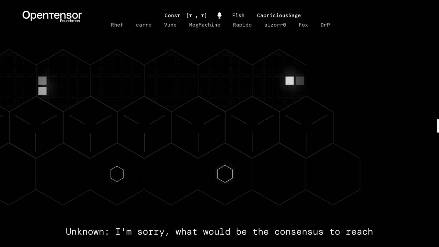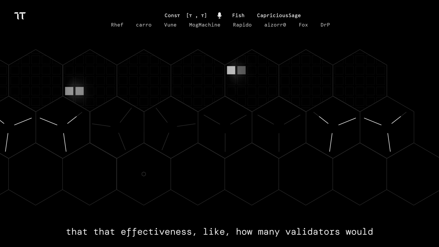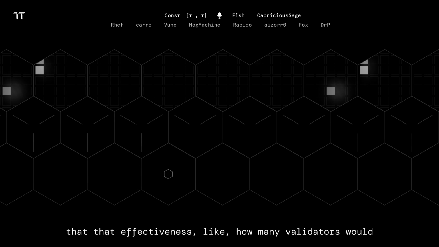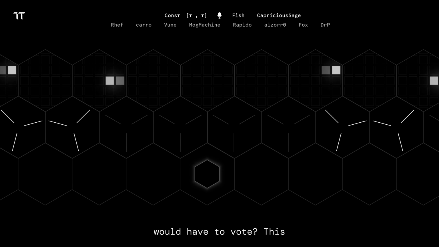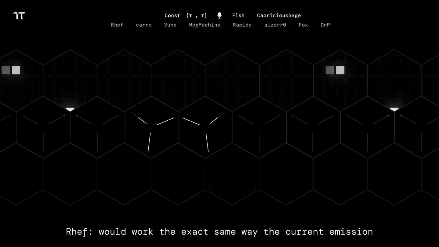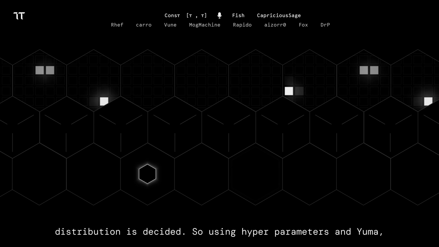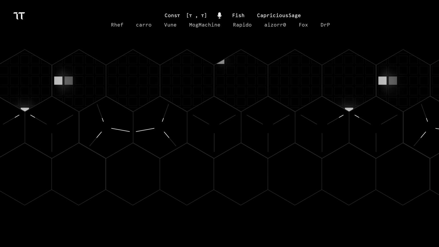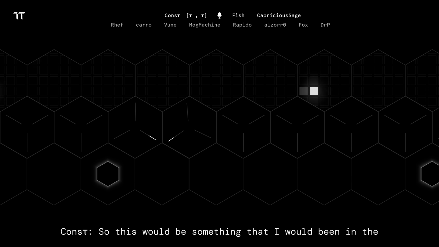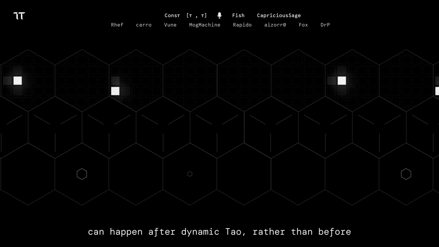I'm sorry, what would be the consensus to reach that effectiveness? Like how many validators would have to vote? This would work the exact same way the current emission distribution is decided, so using hyperparameters and Yuma. Yes. So this would be something that I would bin in the can happen after dynamic TAO rather than before.